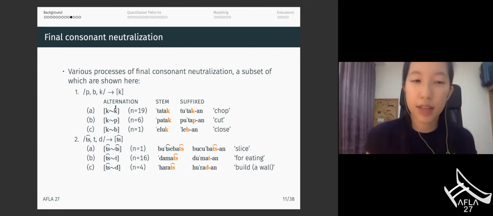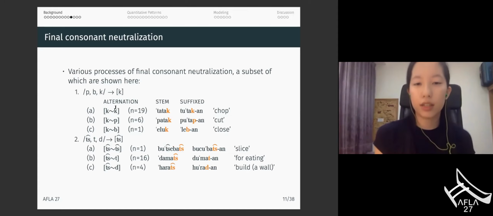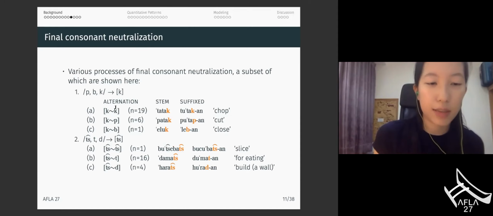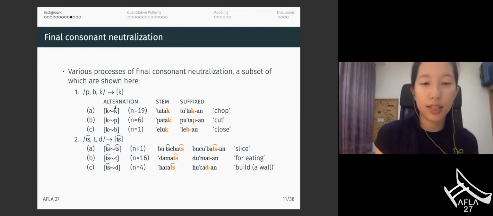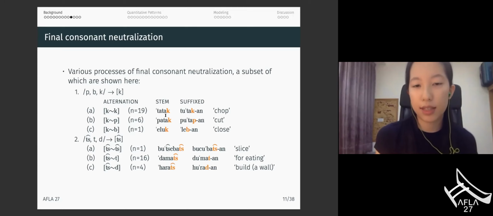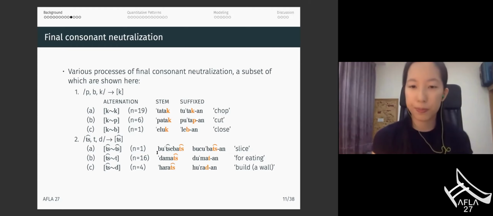So we can see, for example, in 1A to C, these suffix forms have contrastive stem final consonants, but all of these are neutralized to K in the isolation stem when they are in final position. Similarly, in example 2, the affricate T and D all neutralize to T. So therefore, given an isolation stem that ends in T, this final consonant could either non-alternate, as in example 2A, or it could alternate with T or D when suffixed.